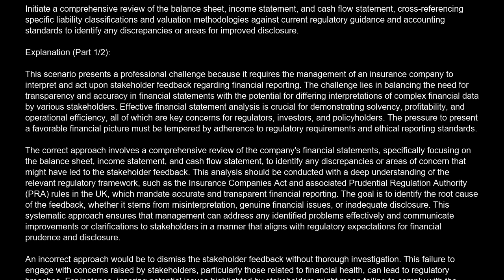An incorrect approach would be to dismiss the stakeholder feedback without thorough investigation. This failure to engage with concerns raised by stakeholders, particularly those related to financial health, can lead to regulatory breaches. For instance, ignoring potential issues highlighted by stakeholders might mean failing to comply with the PRA's requirements for robust financial management and reporting, potentially leading to supervisory intervention.